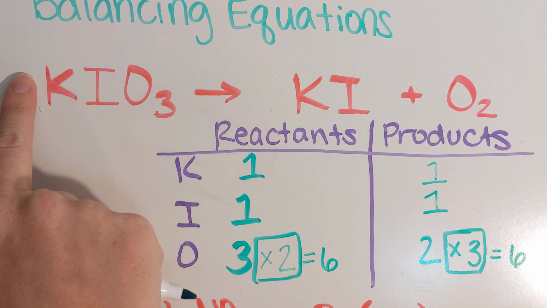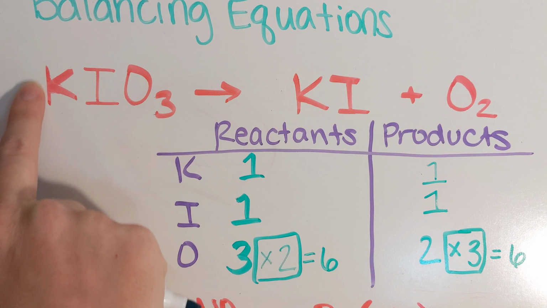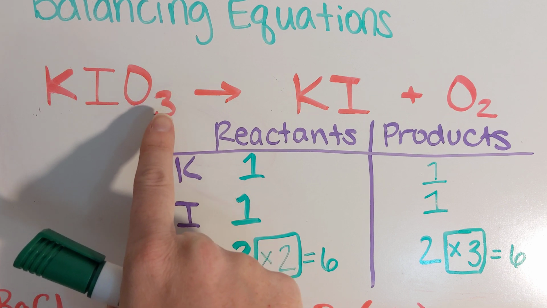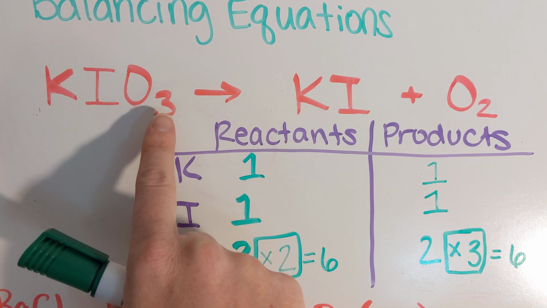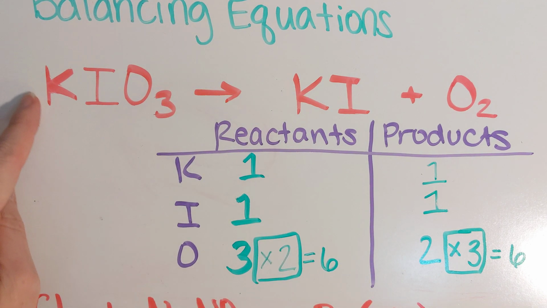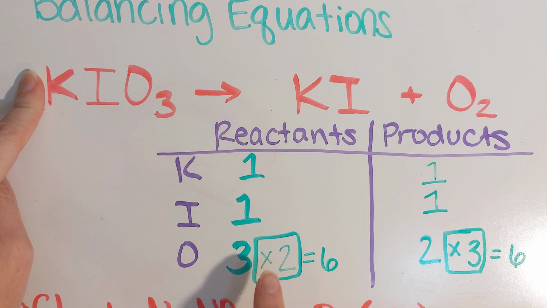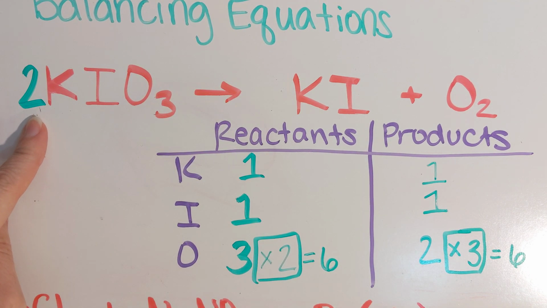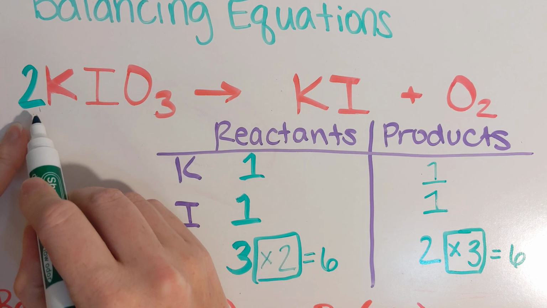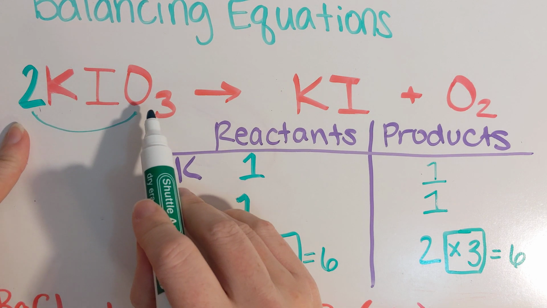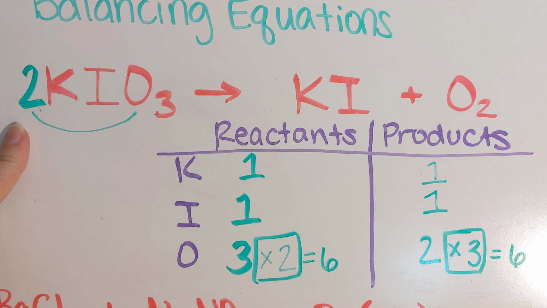I can add coefficients. I can add big numbers out front. I cannot add any little subscripts. I can't change this 3 to a 6. Can't do it. So don't change the compound itself. All we can do is add numbers out front, big coefficients. So what I did is I multiplied by 2. So that means I'm going to put a big coefficient of 2. And what that 2 now does is it multiplies into the O. So 2 times 3, and I have 6 oxygens.